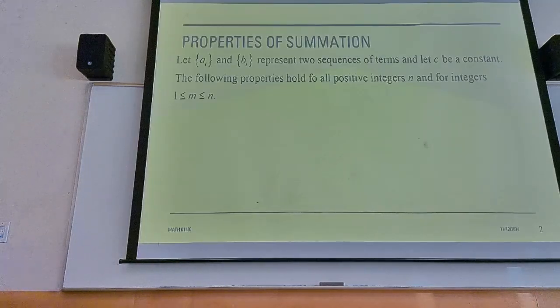So consider two sequences of terms. Call them a sub i and b sub i. Let C be some constant. The following properties hold for all positive integers n and integers m between 1 and n.